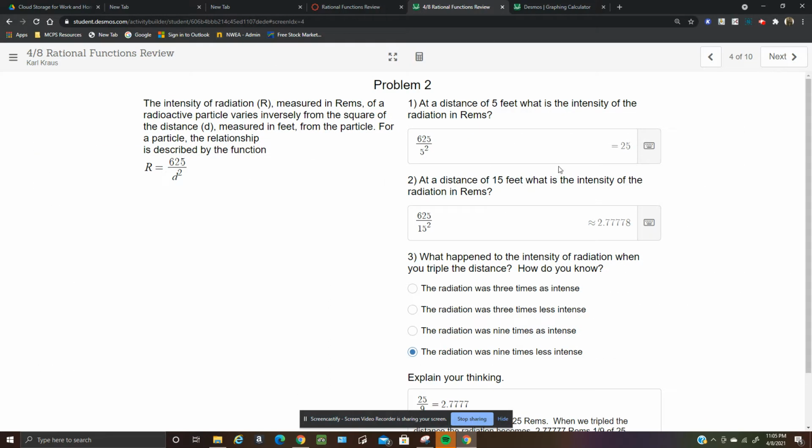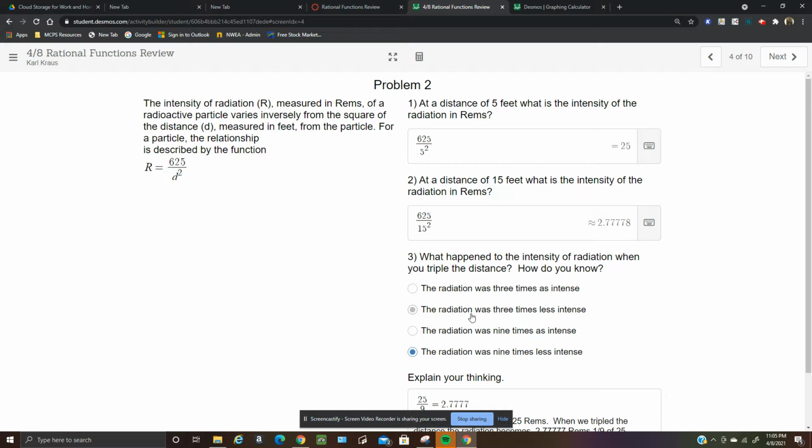The next slide is about rems, 625 over d squared. So at 5 feet, you have 625 over 5 squared, which is 25. At 15 feet, you have 625 over 15 squared, which is 2.777 repeating. So what happened to the intensity of radiation when you triple the distance? The radiation was 3 times as much. No, that's not true. It would be 25 to 75.